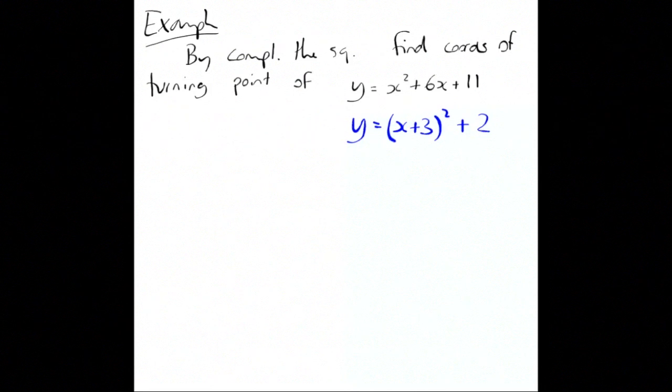How does that tell us the coordinates of the turning point? Well, what it is is just a translation in the x-axis and a translation in the y direction. We know it's a minimum point because it's a happy quadratic, it's got a bottom. The minimum point is going to be the solution of the bracket, so that's the minus 3, and the constant on the end, so that's the 2. So we end up with a minimum point, minus 3, 2.